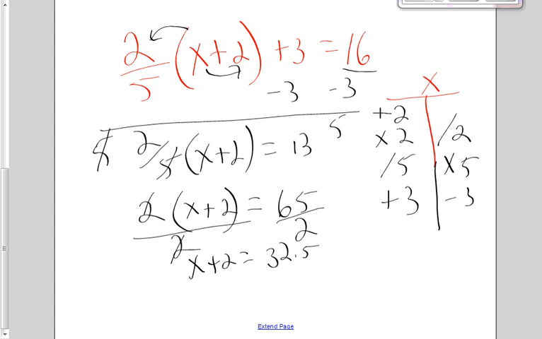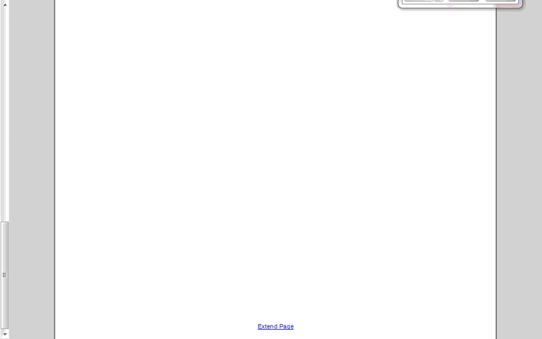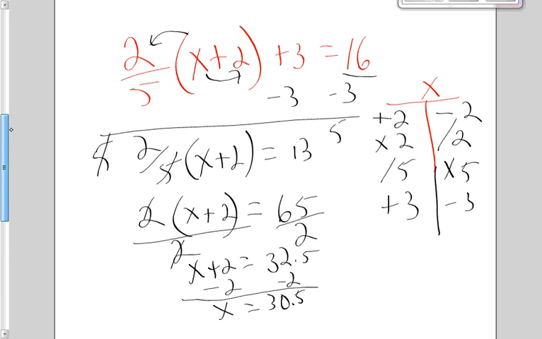And lastly but not leastly, we will subtract 2 from both sides, take away 2, take away 2, and we have that x is equal to 30.5. And that can get even a little more complicated, but that pretty much takes us where grade 9 would be.